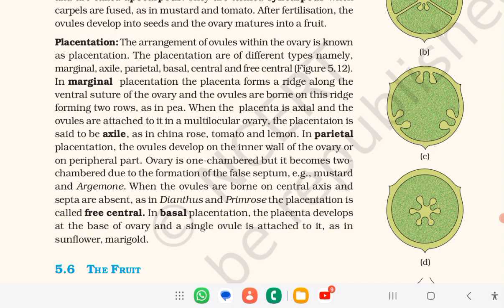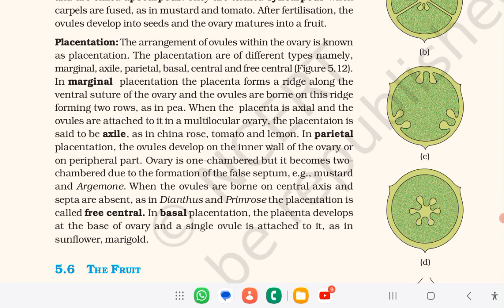When the placenta is axial and the ovules are attached to it in a multilocular ovary, the placentation is said to be axial, as in China rose, tomato, and lemon.